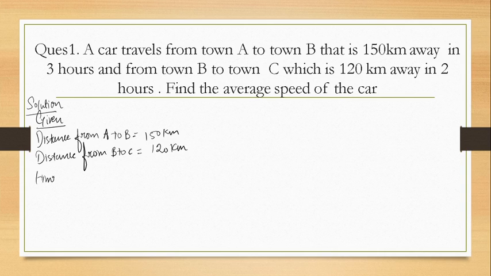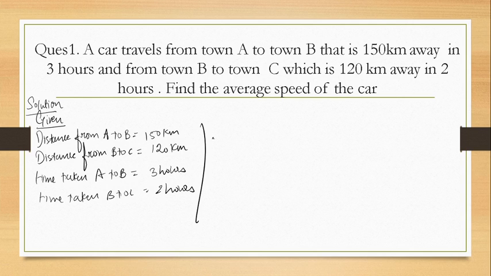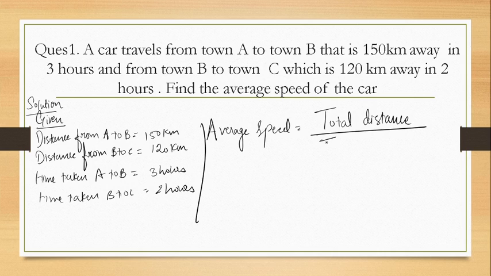So time taken from A to B is 3 hours, and time taken from B to C is 2 hours. You need to remember one thing, that your average speed is total distance covered upon total time taken. Total distance covered upon total time taken.